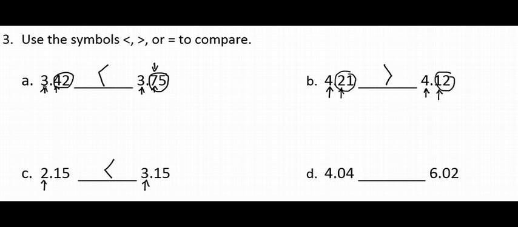And my last problem is 4 and 4 hundredths compared to 6 and 2 hundredths. I have 4 for my whole number here, while I have 6 here. So it doesn't matter that I have less hundredths in my second number than in my first number, because 6 wholes automatically makes this number the greater number. So 4 and 4 hundredths is less than 6 and 2 hundredths.